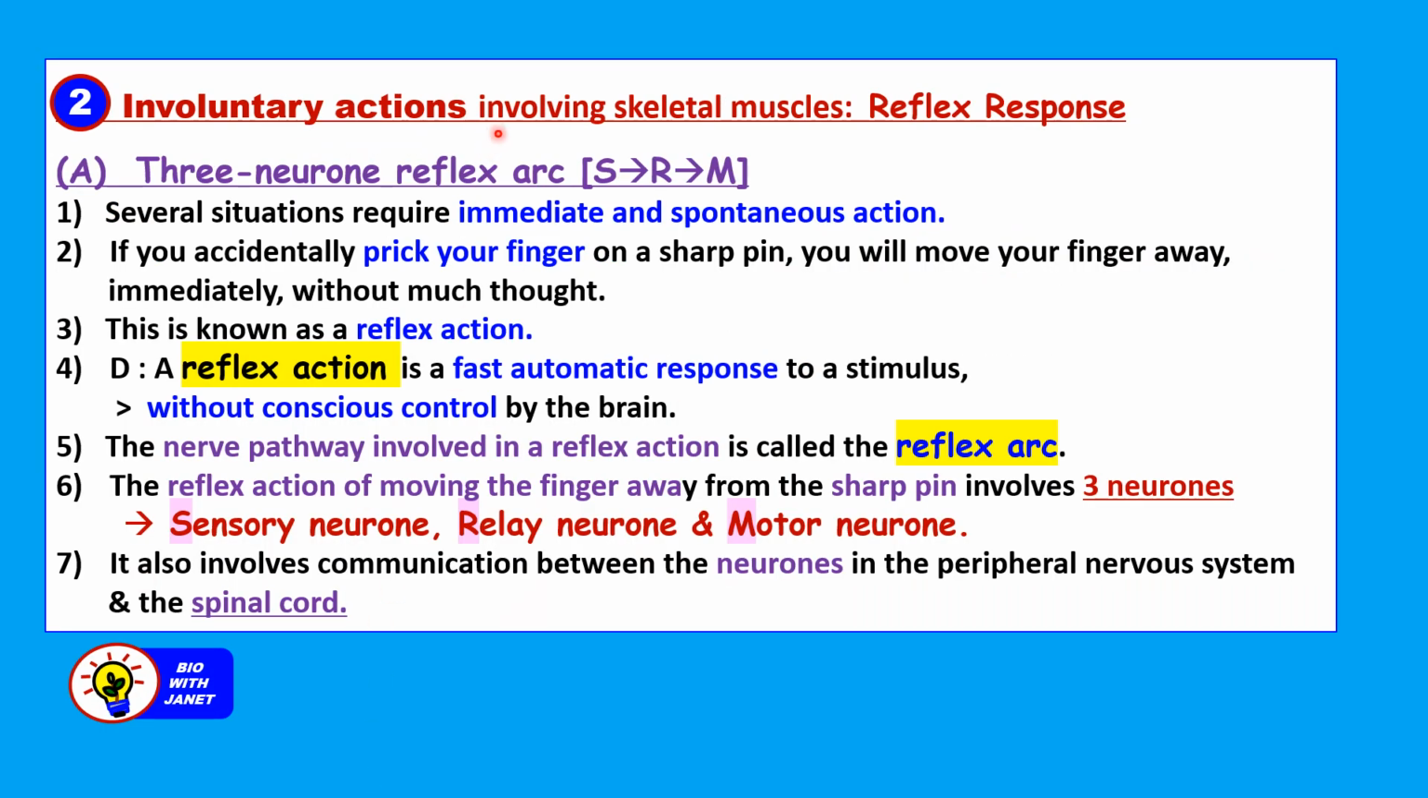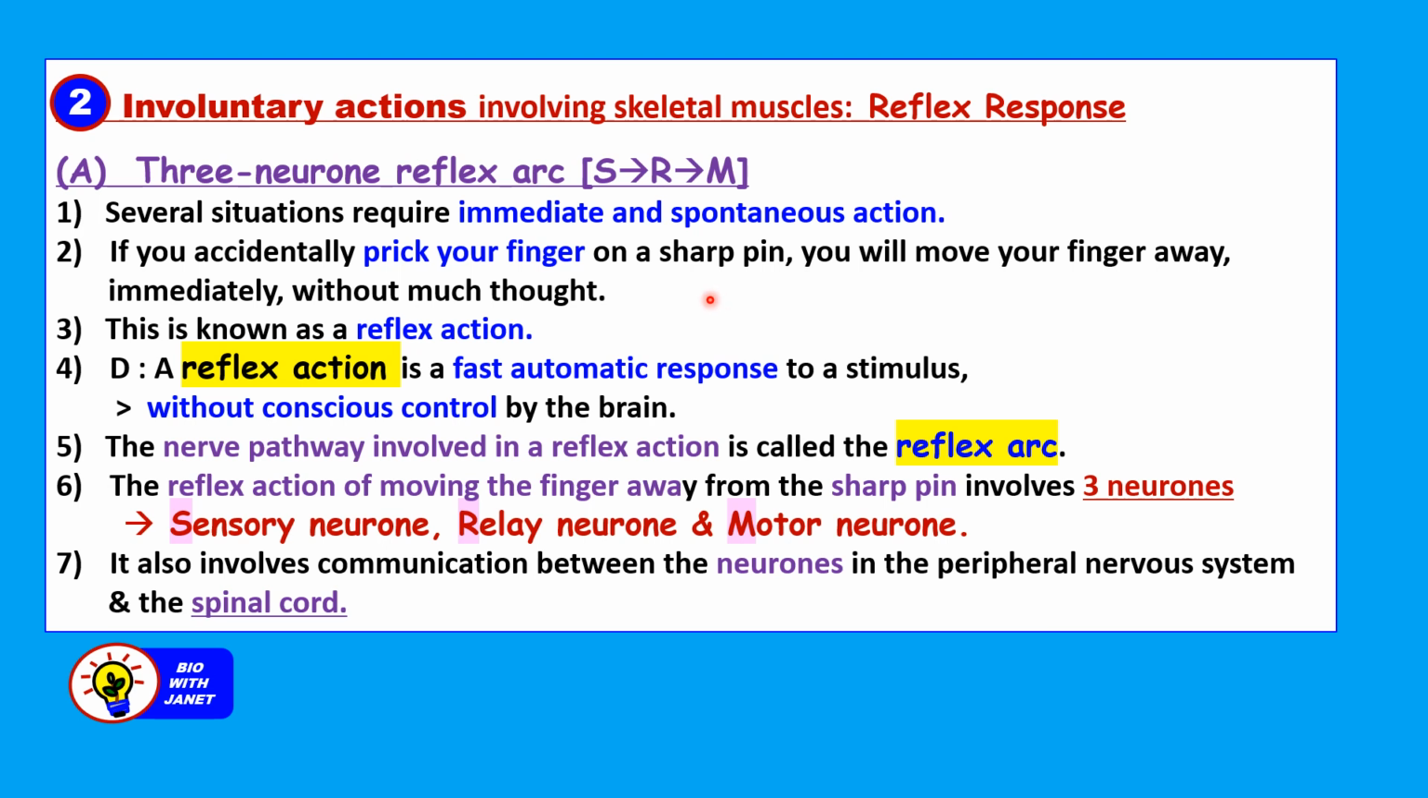Now going on to the second type of action, involuntary actions involving skeletal muscles, the reflex response, right? So we're going to talk about 2 types of reflex response, the 3-neuron reflex arc and the 2-neuron reflex arc. Let's start with the 3-neuron reflex arc. Several situations require immediate and spontaneous action, or action that occurs automatically without thinking.